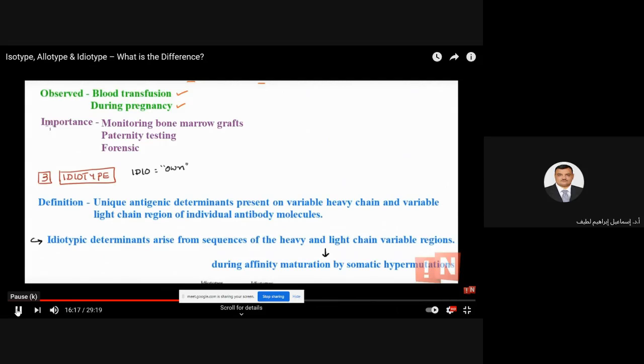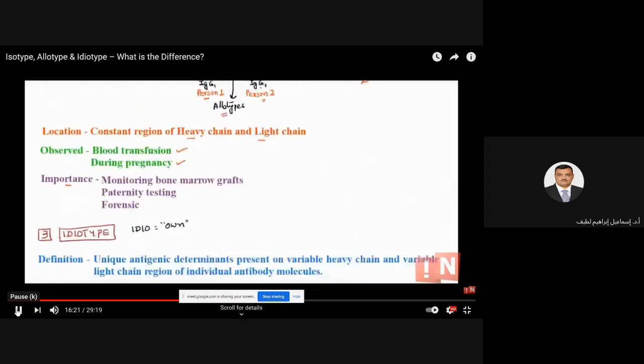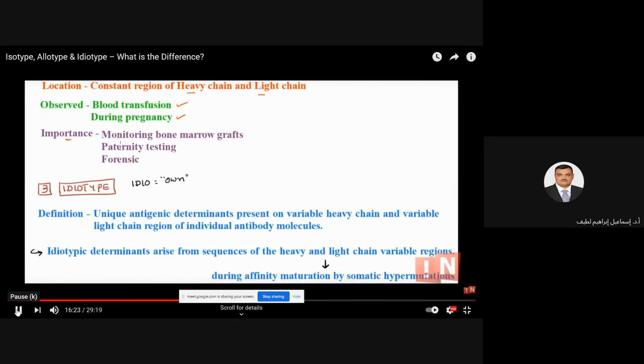Anyways, what is the importance of this allotype? How can these allotypes help us? The first thing is very interesting. It helps us in monitoring the bone marrow graft. Now, when we go for grafting, there are a lot of things, tissue typing and a lot of other things, that need to be matched between the recipient and the donor. At that time, we can actually look for the donor allotype and make a note of it.